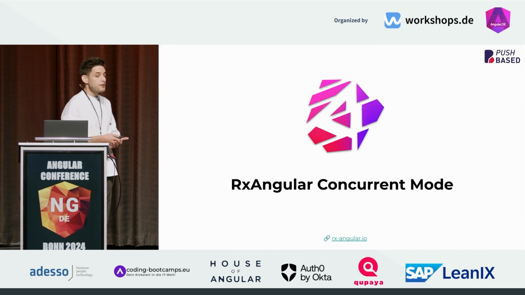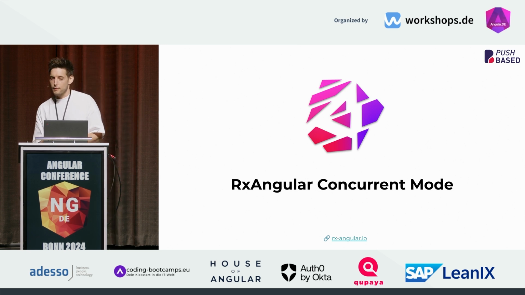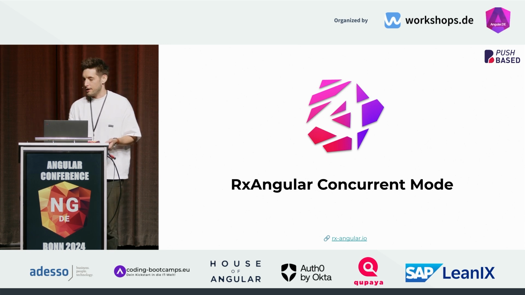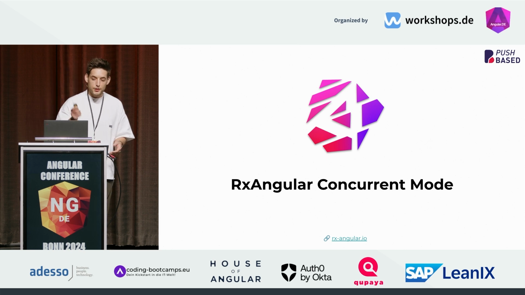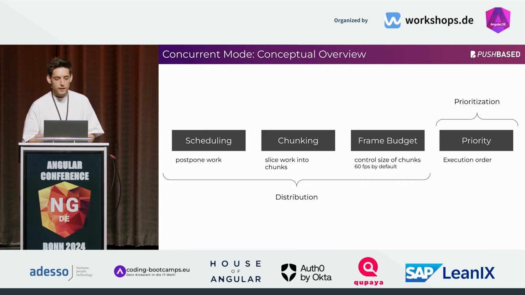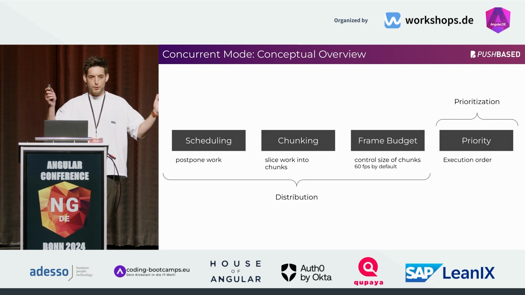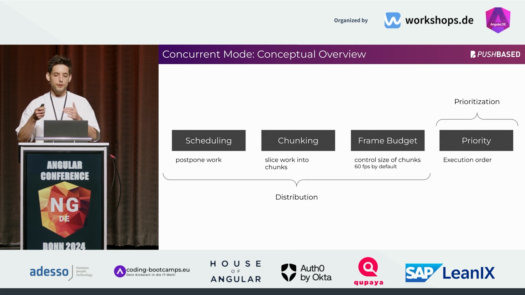And this is where I need to introduce you to RX Angular Concurrent Mode, which we essentially stole from the React framework and implemented it for Angular. So if you're interested to use it, just check out our library. And the concurrent mode is working with two concepts. First, we have distribution, and then we have prioritization.